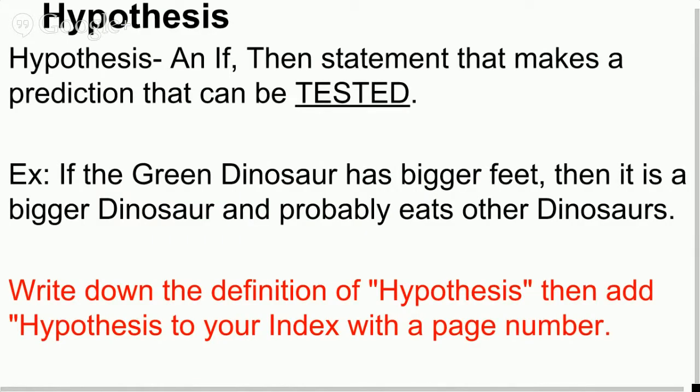Okay, before we do the third one, we got to talk about a special word. It's hypothesis. A hypothesis is an if-then statement that makes a prediction that can be tested. For example, if the green dinosaur has bigger feet, then it is a bigger dinosaur and probably eats other dinosaurs. You could test this. We've collected lots of fossils of dinosaurs, and you could measure its feet and then compare it to other footprints, and you could see whether it's a carnivorous dinosaur or not. You can test this. All right?